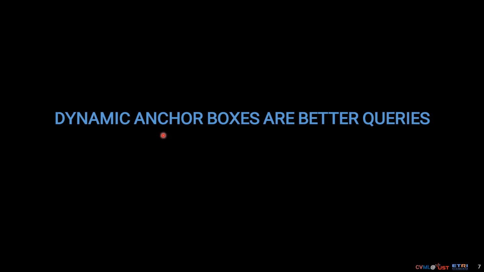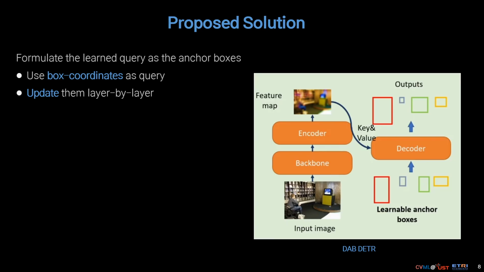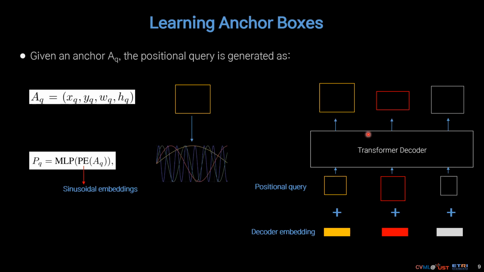So the idea is that we can use anchor boxes as our query in the detection transformer. We're going to use the anchor boxes as our query instead of a d-dimensional vector, and then we can update them layer by layer. Here we have our anchor boxes, which have a center coordinate, a height and a width. We encode our anchor information into sinusoidal embeddings, and then concatenate them with our decoder embedding to pass as a query to our transformer decoder.